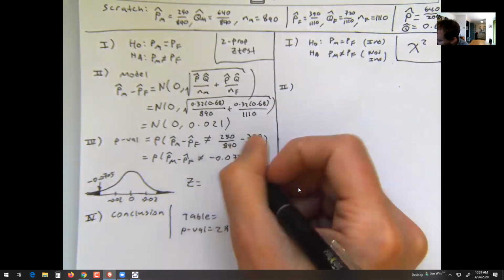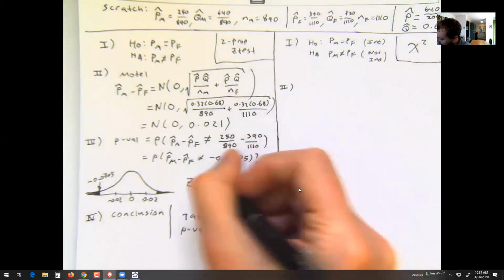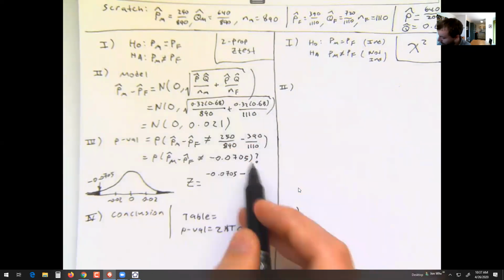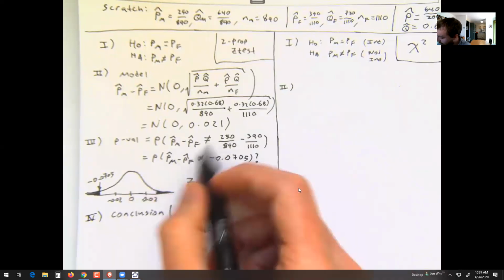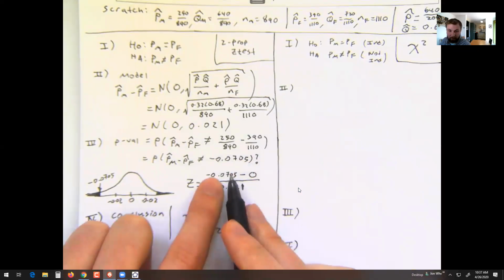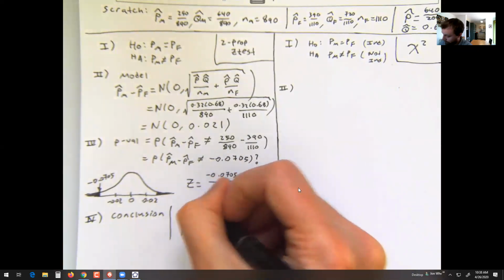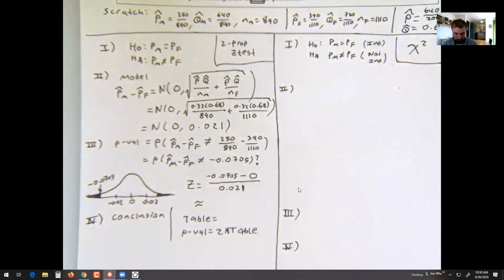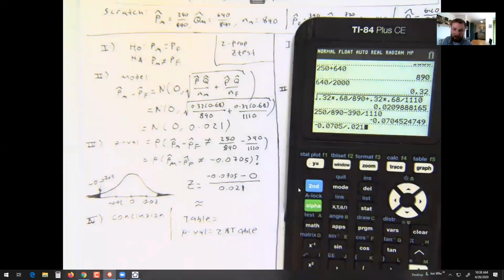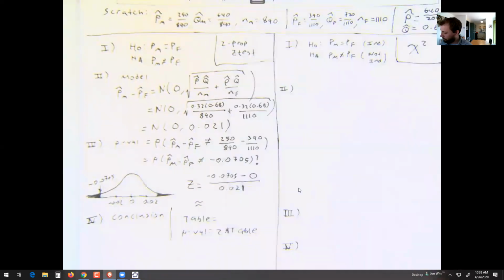To find a z-score, I take my value from my data. So I have my data value minus the center 0, and I divide this by the standard deviation, 0.021. So again, I have my value minus my center over my standard deviation. This is how I find a z-score. When I do this, minusing 0, I don't even have to worry about that. So I didn't even type in minus 0 on my calculator. I get negative 3.36 or so.